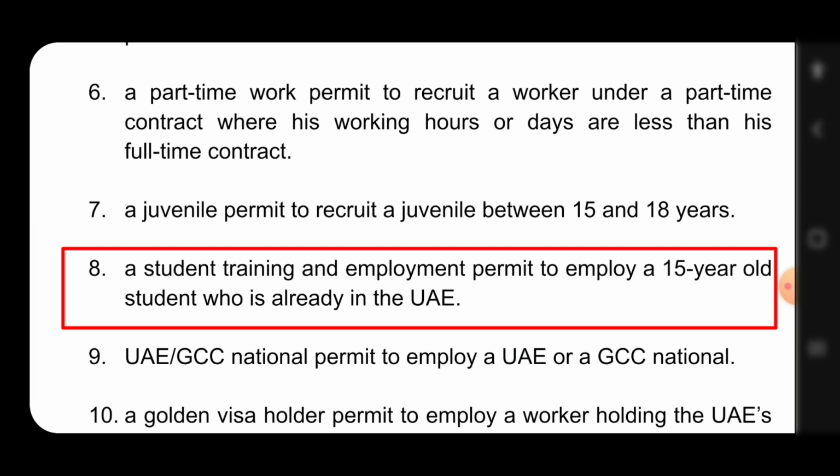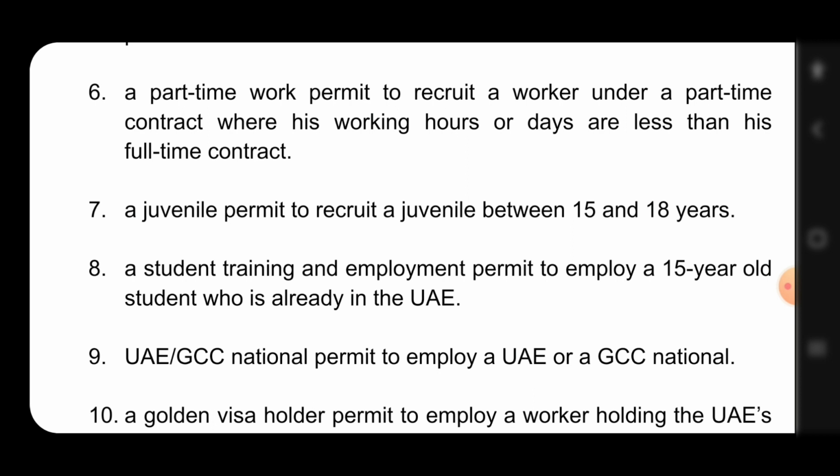So the eighth one is a student training and employment permit to employ a 15-year-old student who is already in the UAE. This is for university students, and if a company wants to recruit them for training purposes and for employment, they have to apply for their permit in the Ministry of Labor under this category.